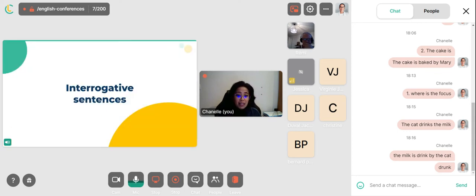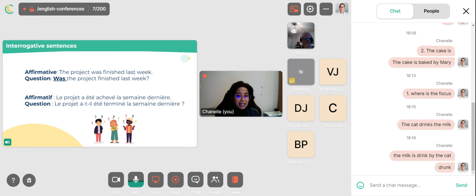No, il n'y a pas. So now we are going to move on to interrogative sentences. What happens when there is an interrogative?